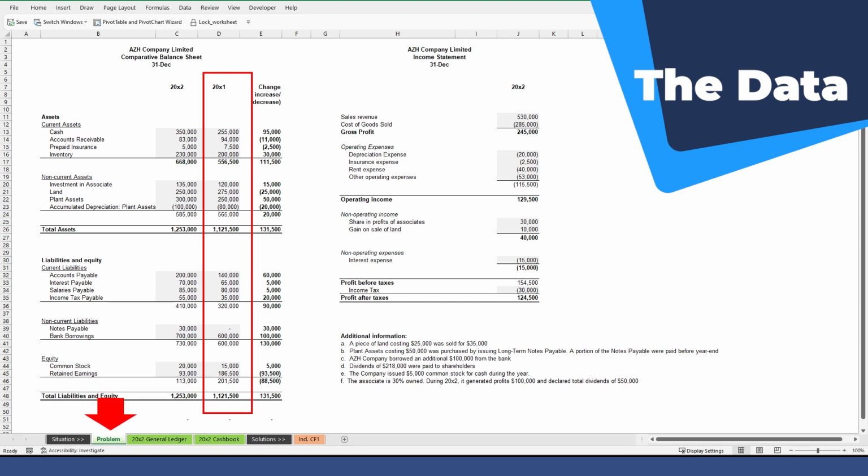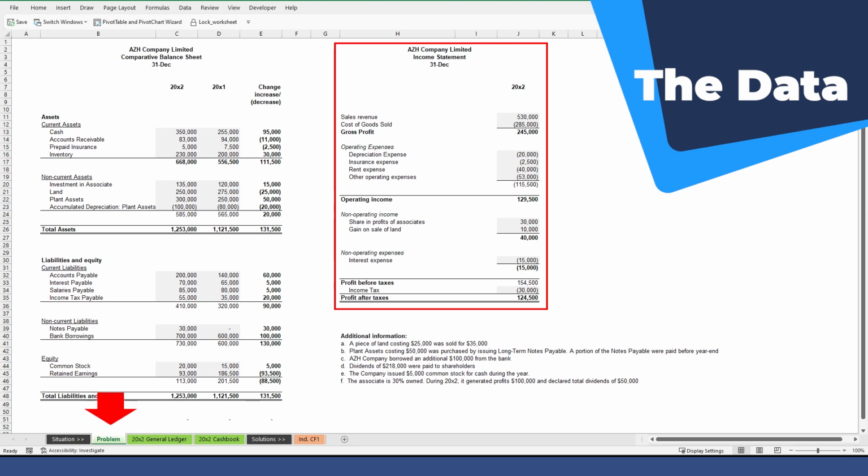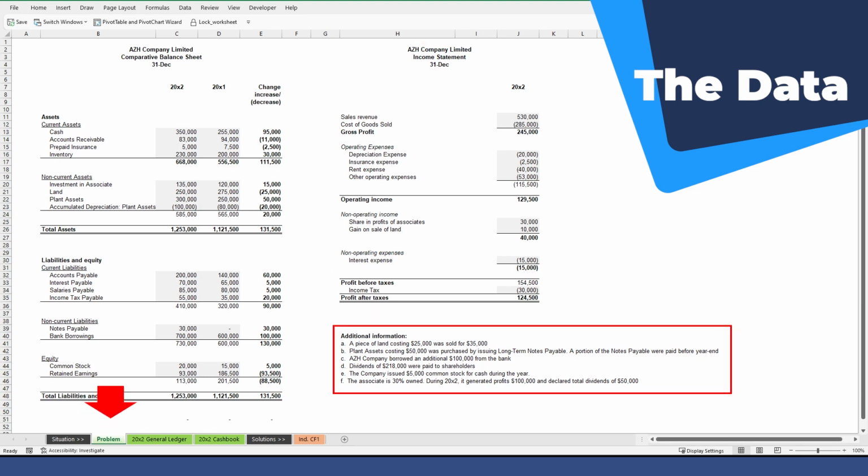We also have the income statement of the company for the current year, and some additional relevant information about the current year transactions. In particular, a piece of land costing $25,000 was sold for $35,000 in cash, resulting in a $10,000 gain. Plant assets or property, plant, and equipment costing $50,000 was purchased by issuing a long-term notes payable, meaning it was not paid in cash.